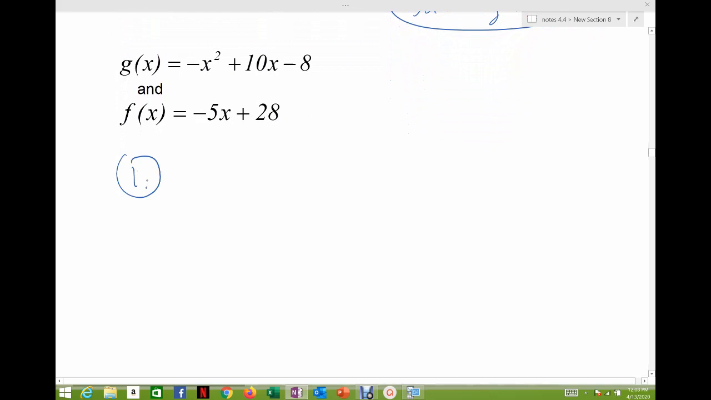So the first thing we have to do is figure out, when does f of x equal g of x? I've solved this algebraically. I take my f of x, which is negative x squared plus 10x plus 28, set it equal to my g of x, and solve.